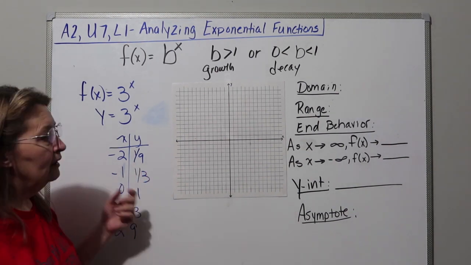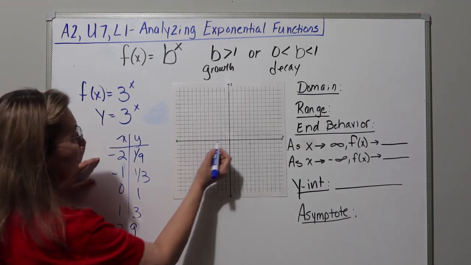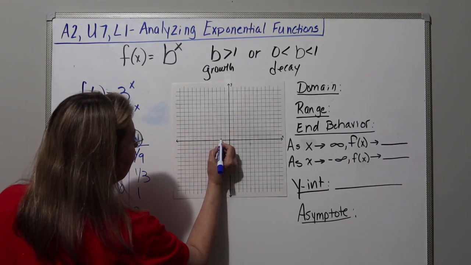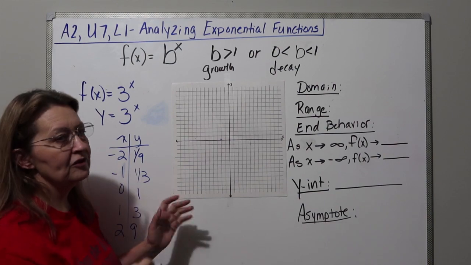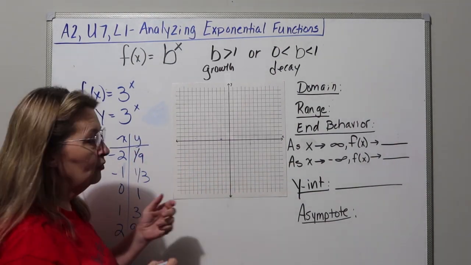Just plug and play. All right, let's graph this. -2 and then up 1/9. That's just going to be a little, and we're not going to get real specific. We're just trying to look at its general behavior.